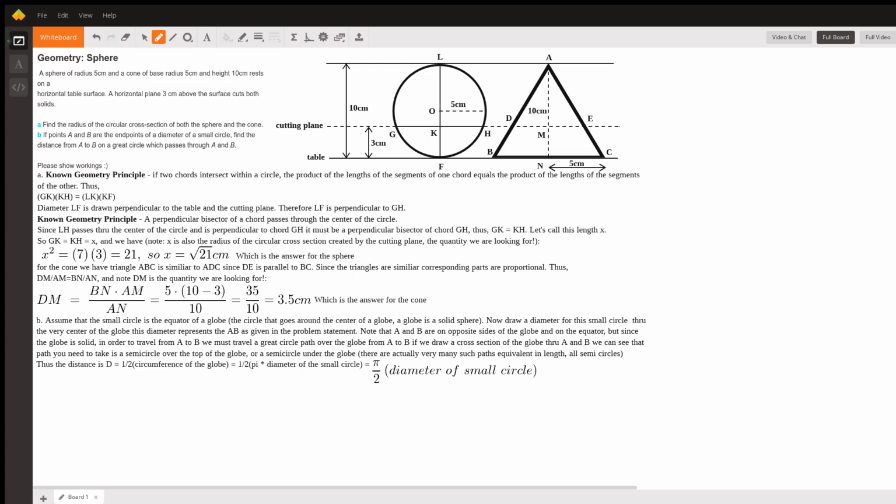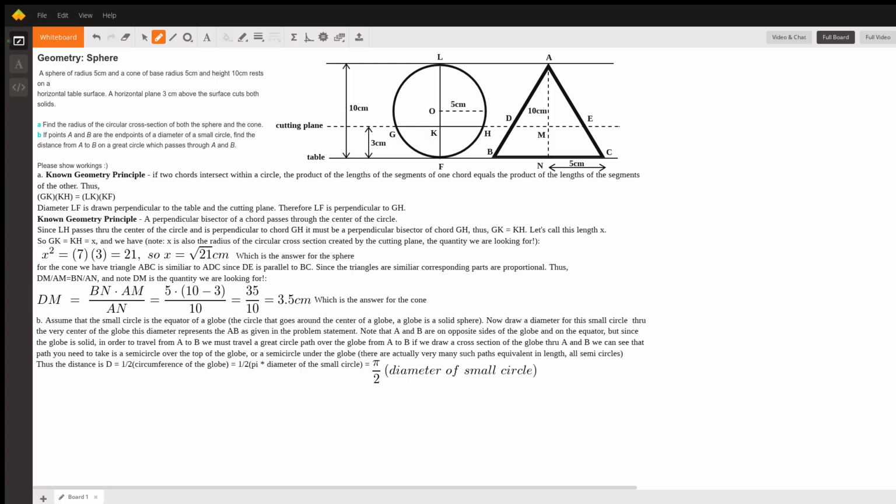There is a known geometric principle that if two chords intersect within a circle, the product of the lengths of the segments of one chord equals the product of the lengths of the segments of the other. Thus, the length of segment GK times the length of segment KH equals the length of segment LK times the length of segment KF for the circle.